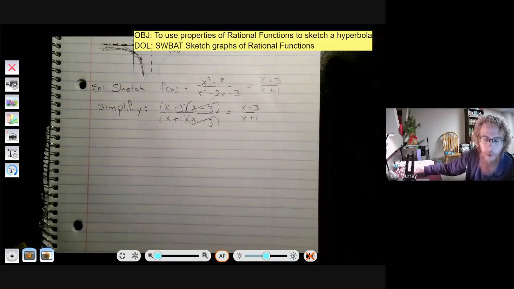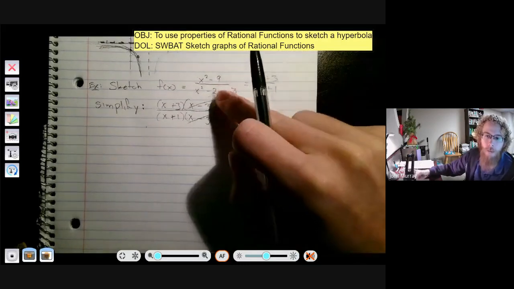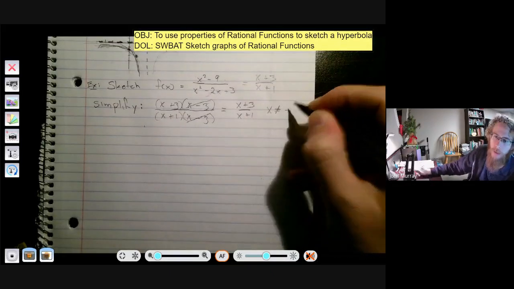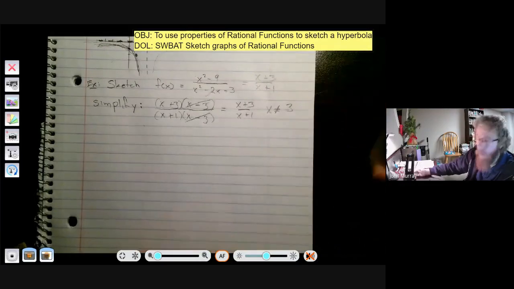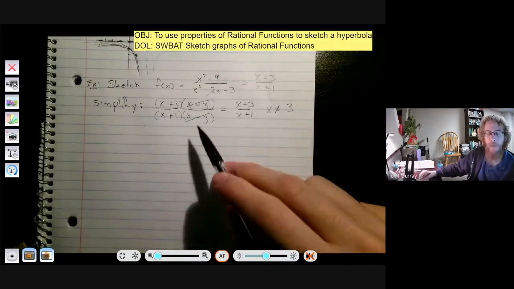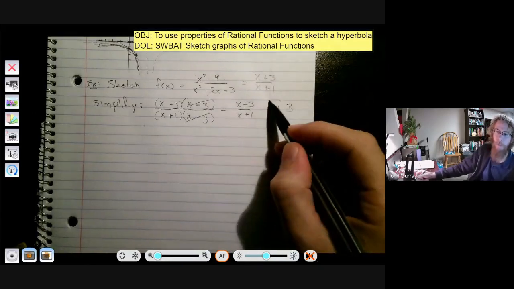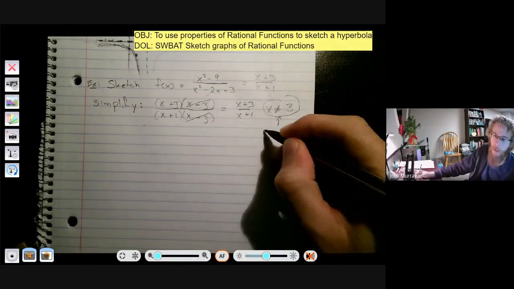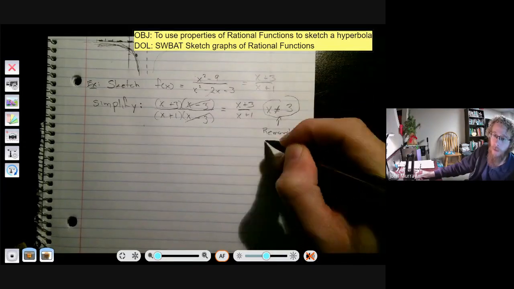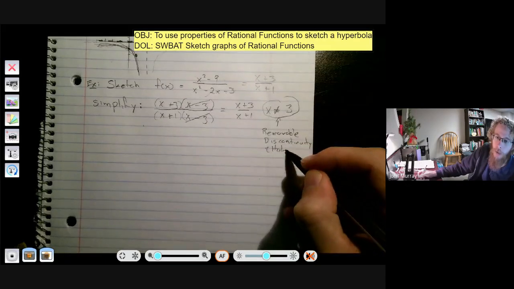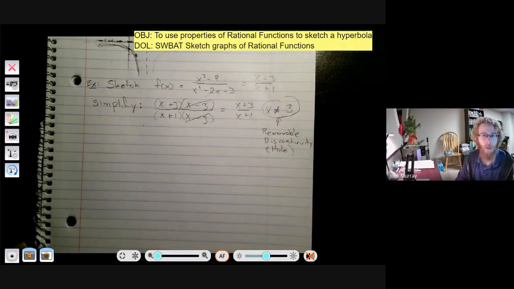If I graph these two, they are going to give me the same thing. This one has an extra restriction, though. Because we removed this factor, we still have to say that x can't equal 3. Now remember, this was our removable discontinuity, which when we're sketching the graph will be a hole. Wherever our graph is forming, when we cross x equals 3, there's going to be an open circle, and then it's just going to keep going.